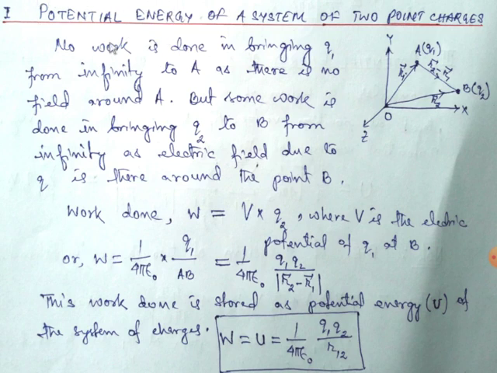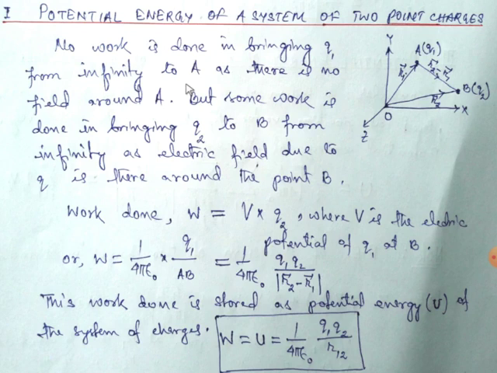When I say electric potential, it is nothing but the work done per unit charge. When I say electric potential energy, it is nothing but what? Potential energy means what? Work done per unit charge, right? So what is this electric potential energy of a system of charges?